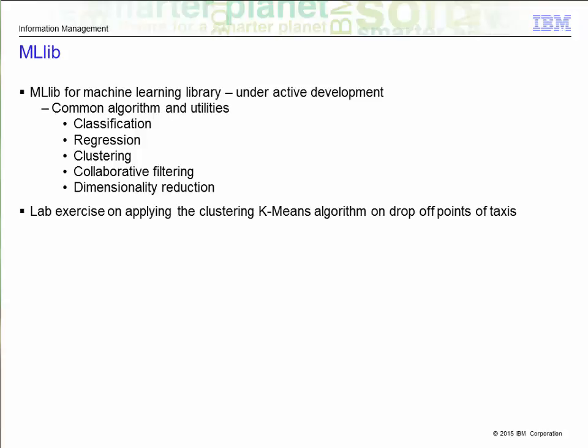Here is a really short overview of the machine learning library. This MLlib library contains algorithms and utilities for classification, regression, clustering, collaborative filtering, and dimensionality reduction. Essentially, you will use this for specific machine learning use cases that require these algorithms. In the lab exercise, you will use the clustering k-means algorithm on a set of taxi drop-off points to figure out potentially where the best place to hail a cab would be.